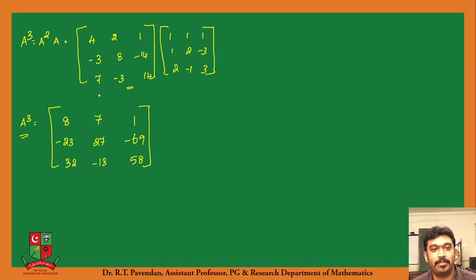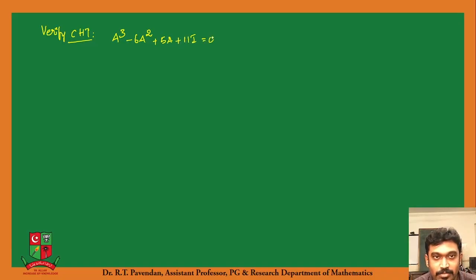So now we can actually apply these terms in the Cayley-Hamilton theorem and verify if it is correct or not. Is that okay? So the next step is, we have to verify CHT. So the actual equation is A cube minus 6A square plus 5A plus 11I should be equal to 0. This is what we have to prove.